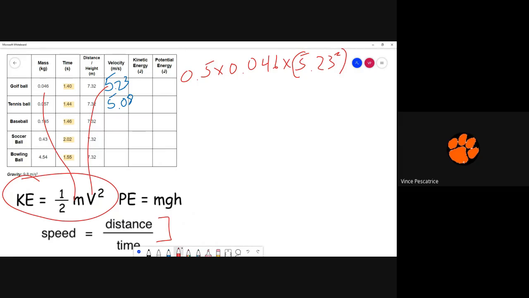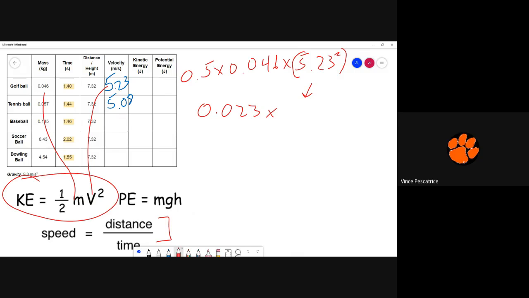And make sure you're only squaring your speed. Do not type this straight into your calculator. It will square the wrong thing. All right. So if you take 0.25 times 0.46, you'll get 0.023. And then in your calculator, if you do 5.23 times 5.23, you'll get 27.35.